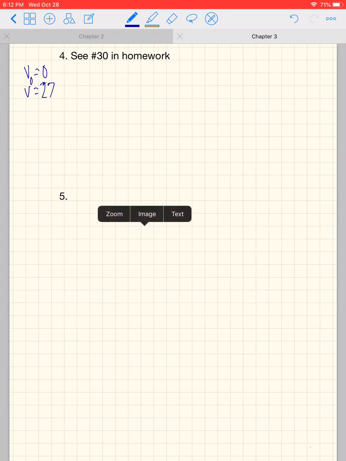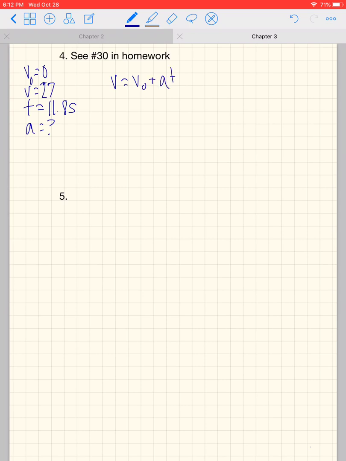And time is equal to 11.8 seconds, and I am looking for acceleration. A is equal to, I don't know. So I'm going to be using the V is equal to V naught plus AT to find my acceleration. So it's 27 is equal to 0 plus 11.8 A. I divide both sides by 11.8, and A is equal to 2.29 meters per second squared.